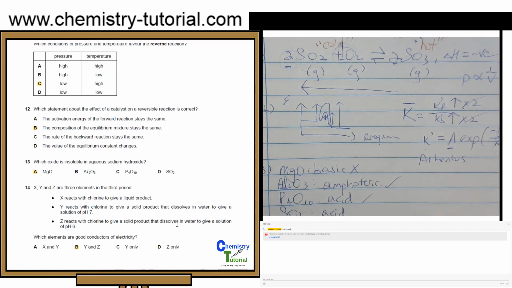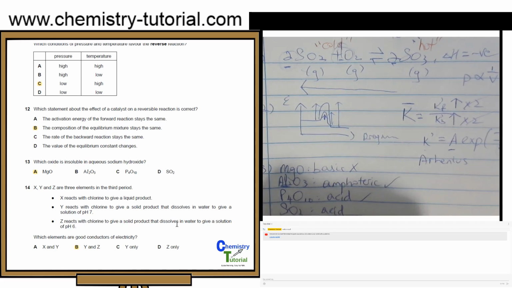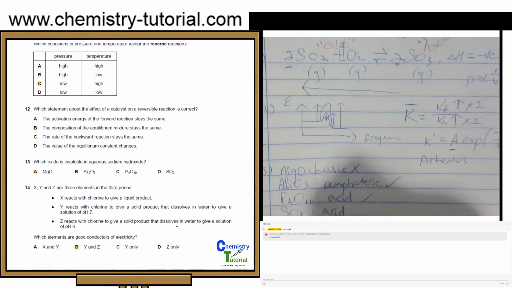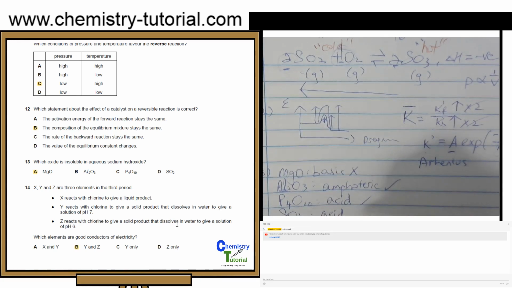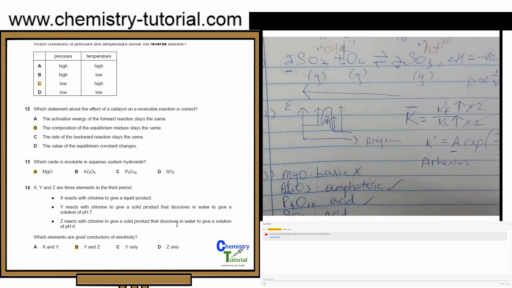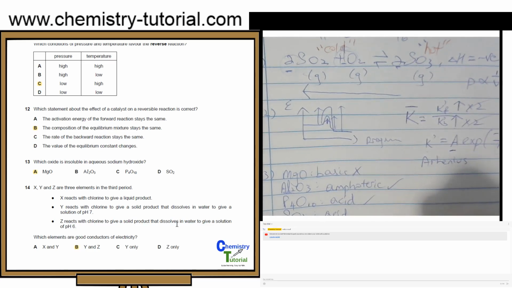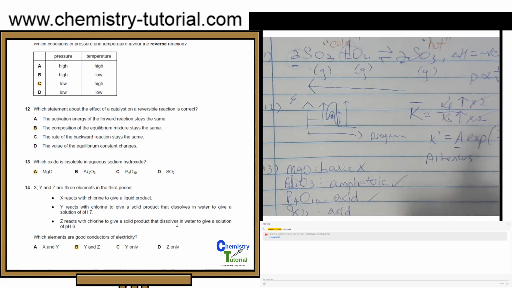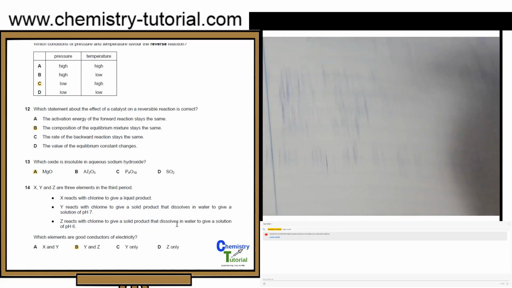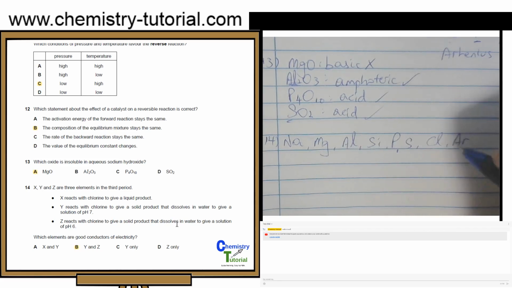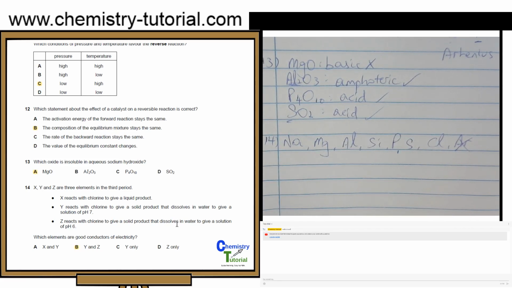Now, let me just write down all the elements for period 3 so that it's easier for us to compare and contrast. Sodium, magnesium, aluminium, silicon, phosphorus, sulfur, chlorine, and argon. Now, argon is a noble gas, so it won't react. So we are not going to consider this.